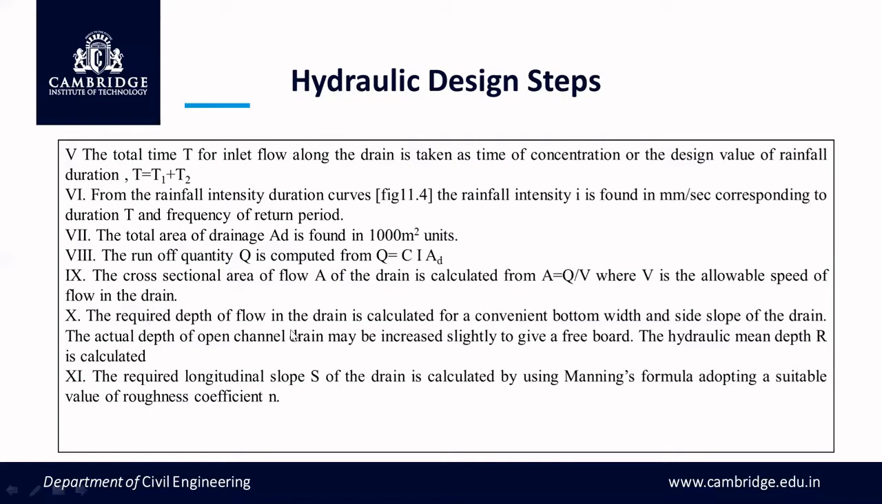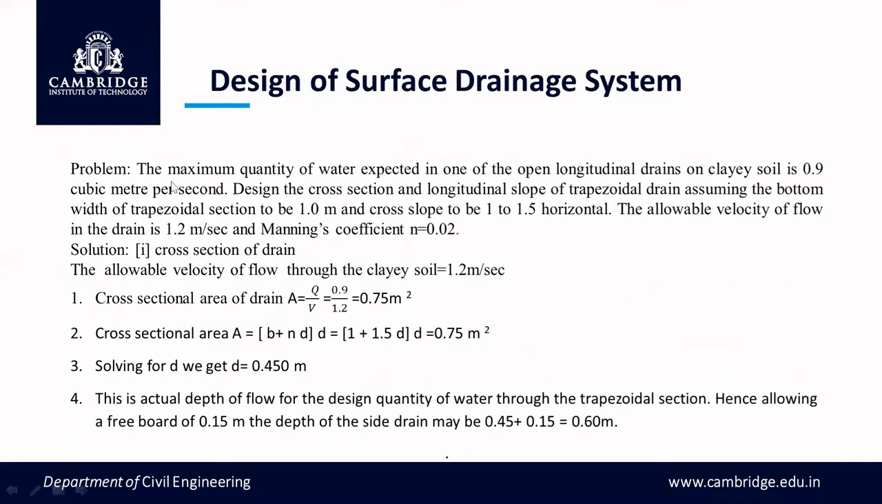The required depth of flow in the drain is calculated for a convenient bottom width and side slope of the drain. The actual depth of the open channel drain may be increased slightly to give a freeboard. The hydraulic mean depth R is calculated. The required longitudinal slope S of the drain is calculated by using Manning's formula, adopting a suitable value of roughness coefficient N. Now we shall solve a simple problem on the surface drainage system design.